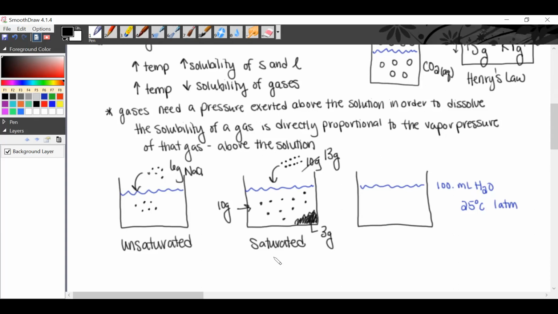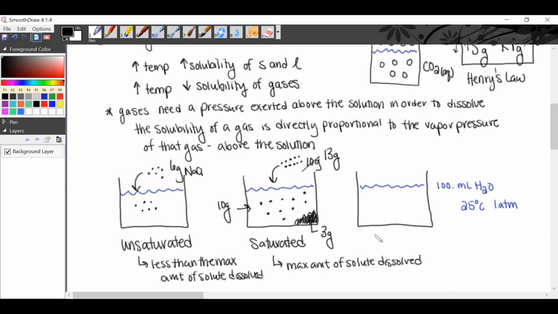So saturated is when you have the max amount of solute dissolved. Unsaturated is obviously when you have less than the max amount of solute dissolved.